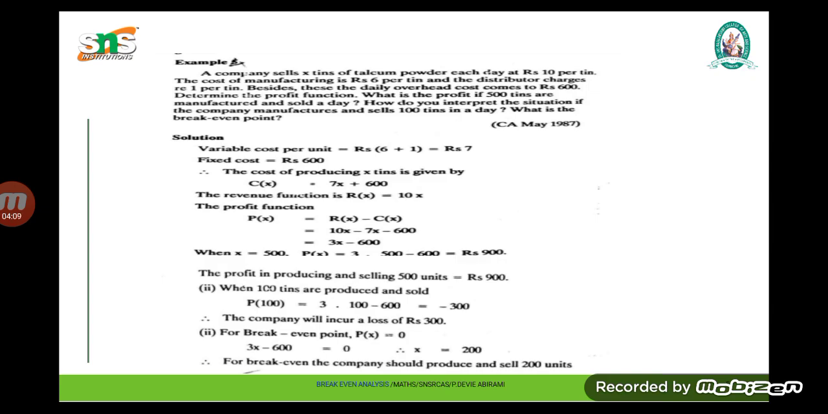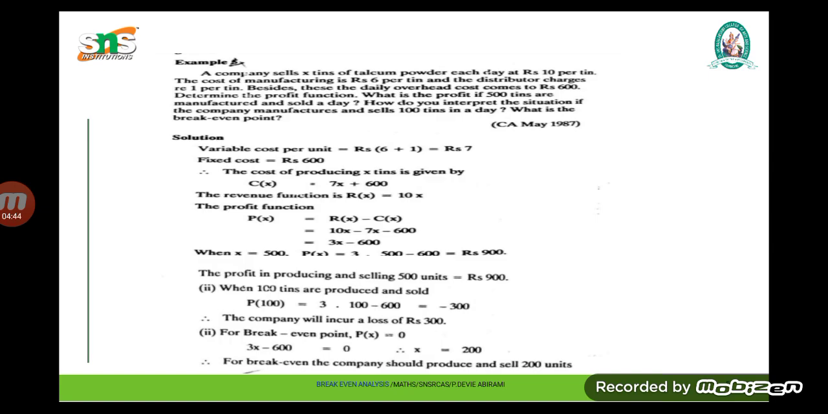My next problem is: a company sells x tins of talcum powder each day at rupees 10 per tin. The cost of manufacturing is 6 and the distributor charges 1. These charges come under variable cost. Daily overhead cost denotes the fixed cost of the company, that is 600 rupees. Determine the profit function, what is the profit when 500 tins are manufactured and sold, what is the profit when 100 tins are manufactured, and also find the break-even point.